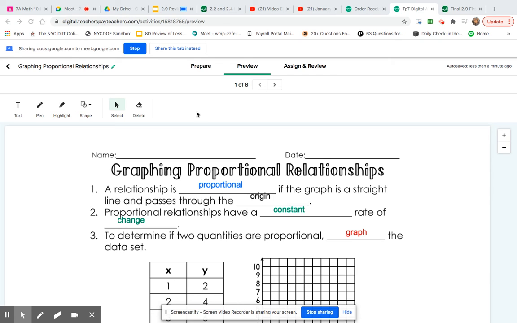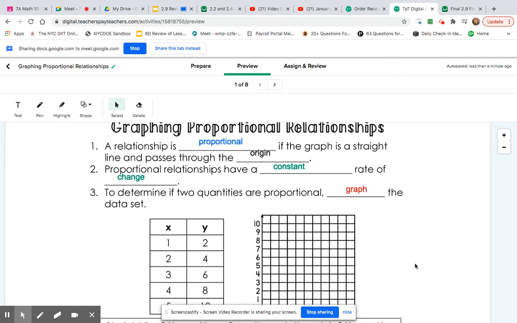Okay, everyone. So you're working on the following assignment, graphing proportional relationships. If you notice on page one, you have some fill in the blanks that have already been filled in for you. So just a few vocabulary words associated with graphing proportional relationships. A relationship is proportional if the graph is a straight line and passes through the origin, which we went over. Proportional relationships have a constant rate of change, or their slope, right? To determine if two quantities are proportional, graph the data set.